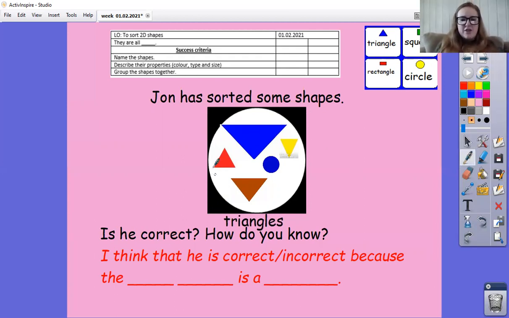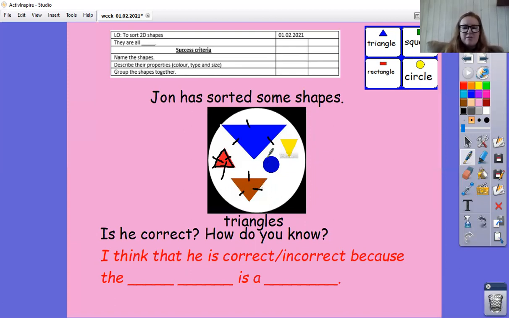This shape here looks like a triangle to me. Let's just double check though. It's got 1, 2, 3 sides. That means it is a triangle. Let's look at my next shape. It has 1, 2, 3 straight sides. Does that make it a triangle? Yes, that makes it a triangle. What about this shape? What do you think this shape is? Can you shout it out? Fantastic. This shape is also a triangle because it has 1, 2, 3 straight sides.